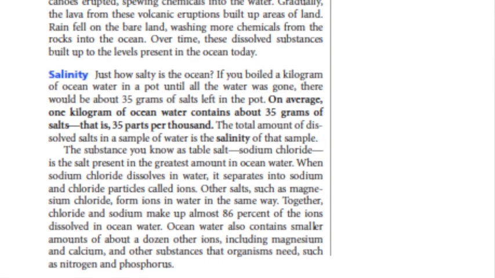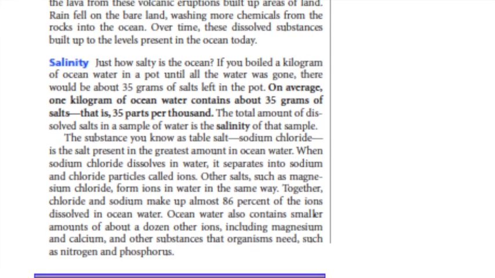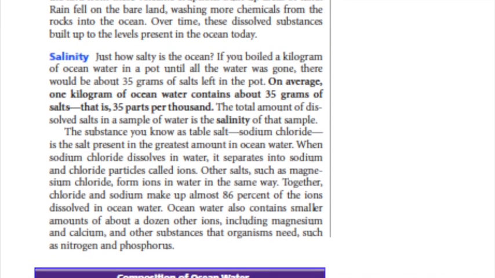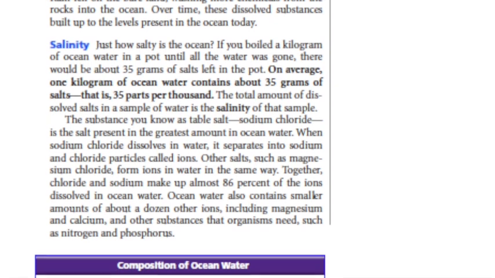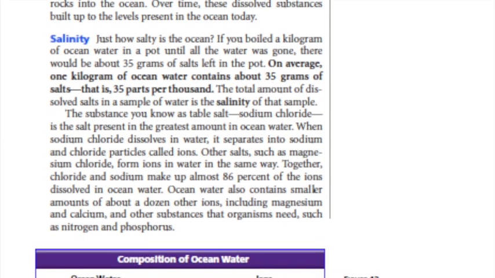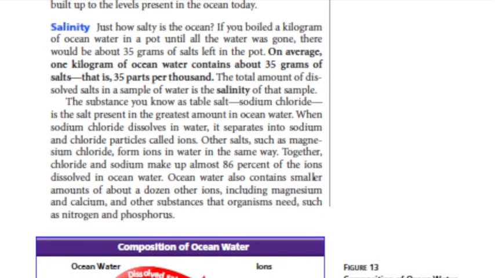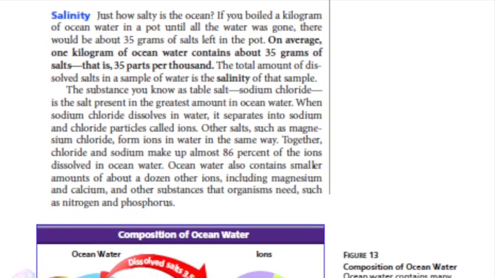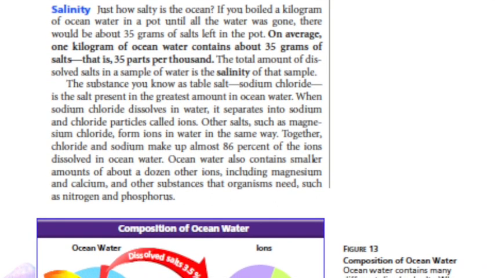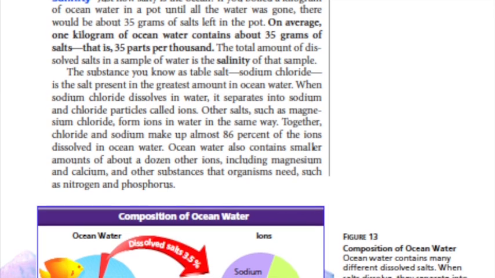Salinity. Just how salty is the ocean? If you boiled a kilogram of ocean water in a pot until all the water was gone, there would be about 35 grams of salts left in the pot. On average, 1 kilogram of ocean water contains about 35 grams of salts. That is, 35 parts per thousand. The total amount of dissolved salts in a sample of water is the salinity of that sample.